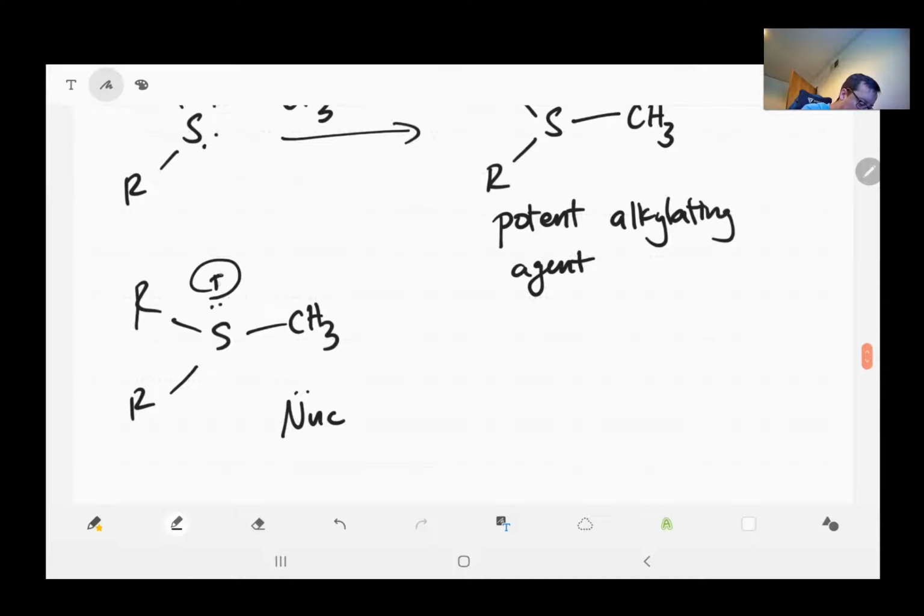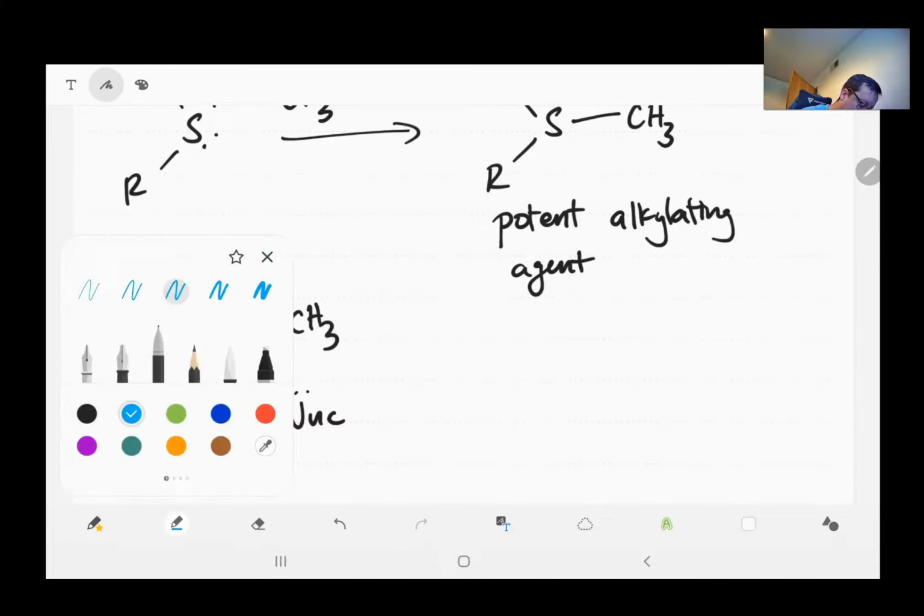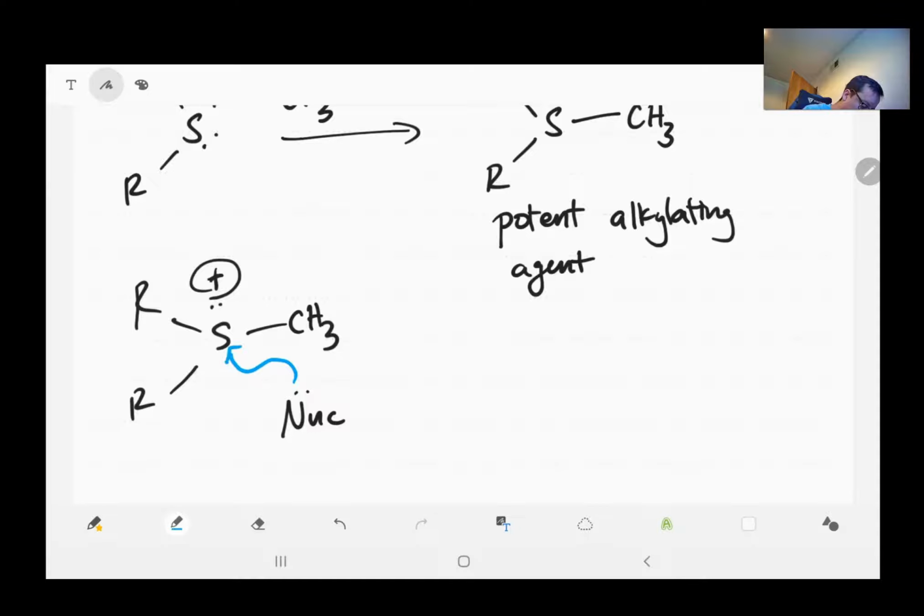Oh, that's a plus. Okay, so the nucleophile is going to come in and attack our sulfur. I'm sorry, it's going to attack the methyl group there, which is withdrawing. It's going to have a partial positive because it's right next to the big positive. And so our nucleophile is then going to attack that methyl. We're going to regenerate our sulfur species. The sulfur is not going to be attacked.